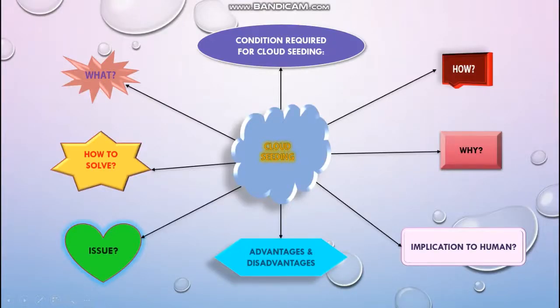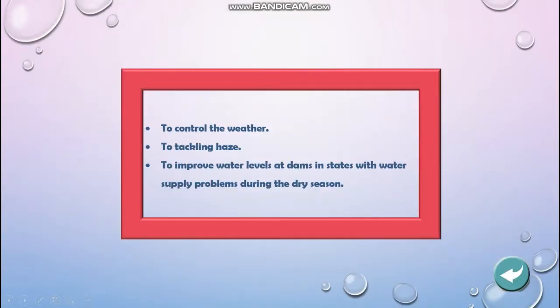Next is why. Why do we need cloud seeding? First, to control the weather. If the weather is too hot, we need to do cloud seeding to stabilize the weather. Second, to tackle haze. Third, to improve water levels at dams in states with water supply problems during the dry season.